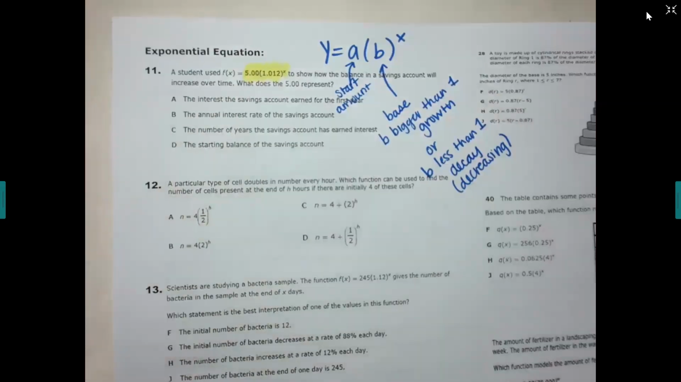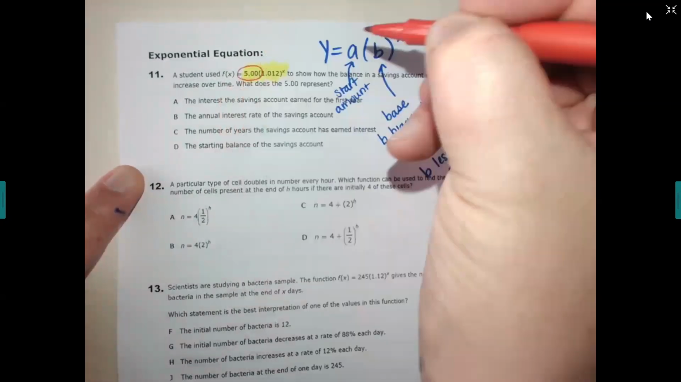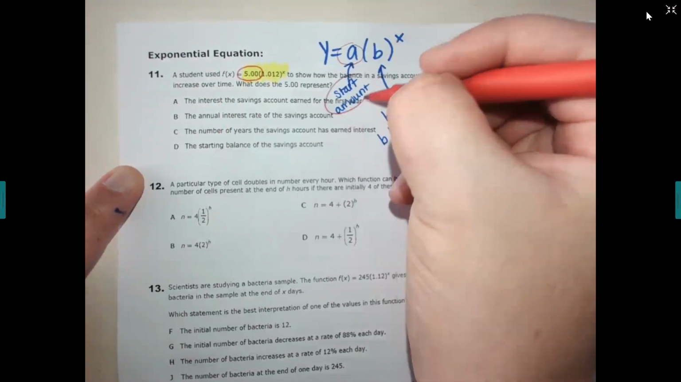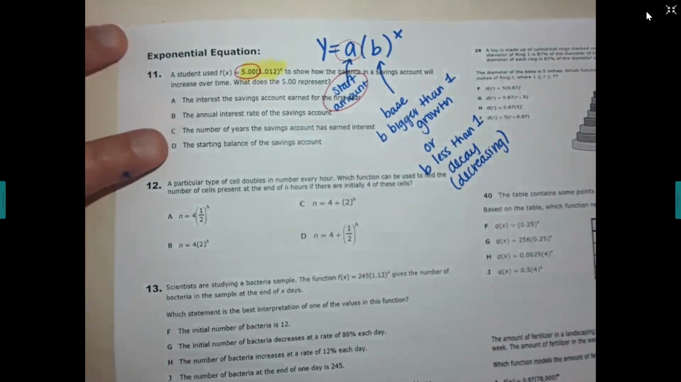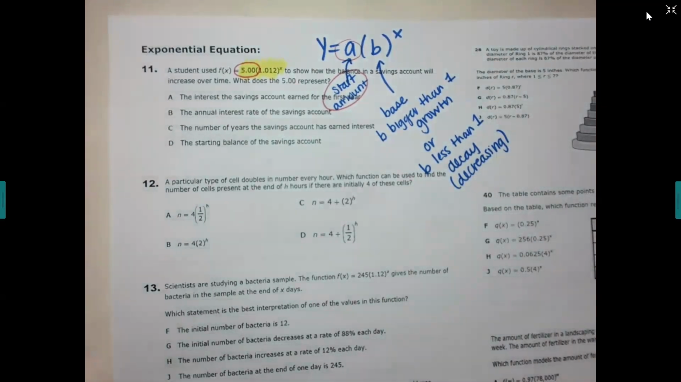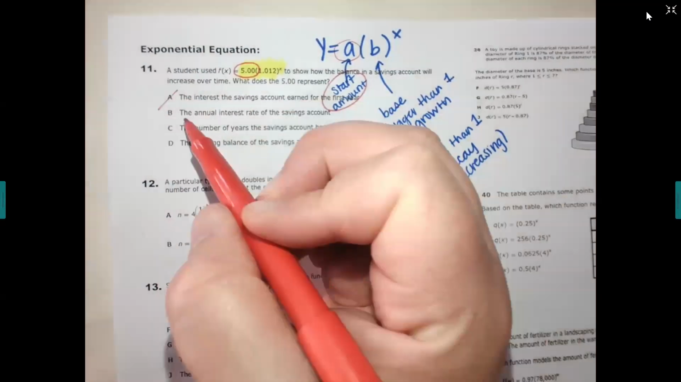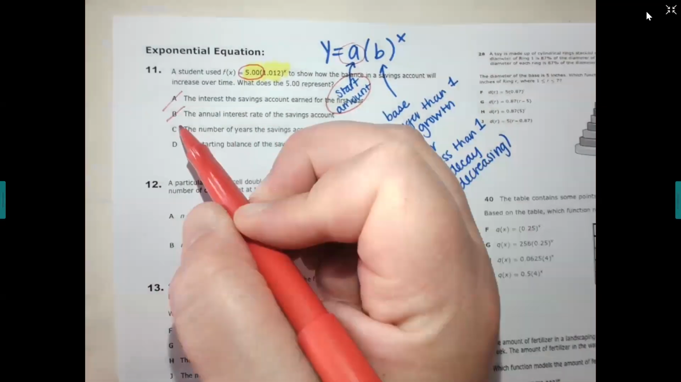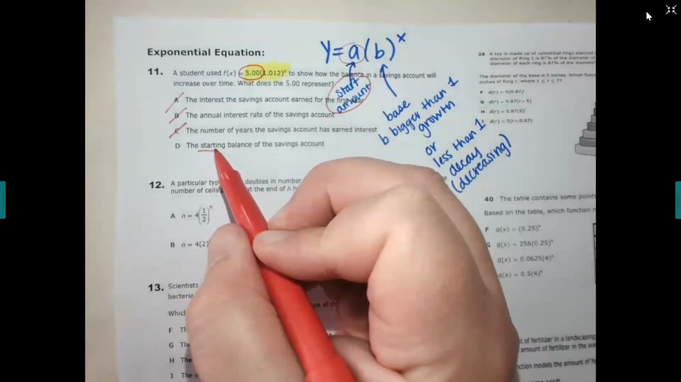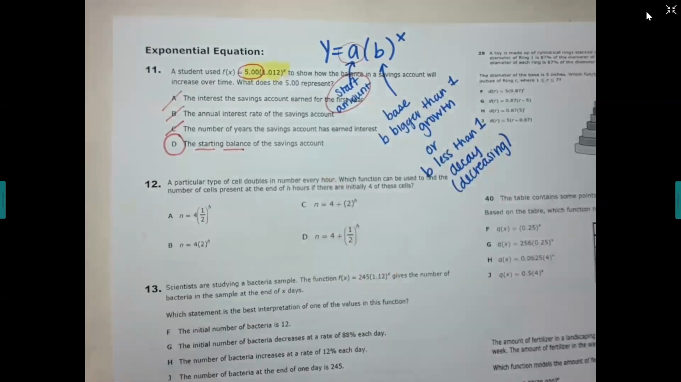Okay, the 5 is the number in the very front. And what does the number in the very front represent? The starting amount. So let's read through these answers, see which one says that. Okay, the interest in the savings account? No. The annual interest? No. The number of years the savings has earned interest? The starting balance of the account? Yes. The number in the very front is the starting balance.